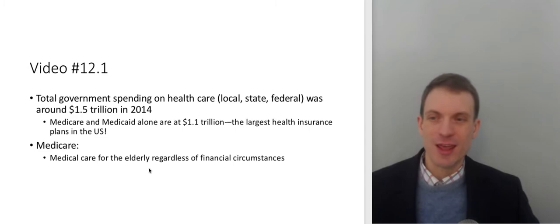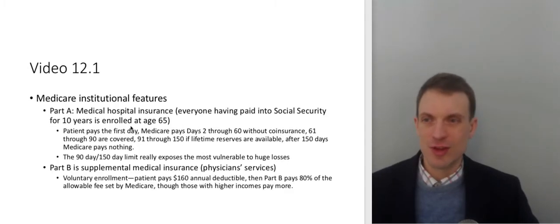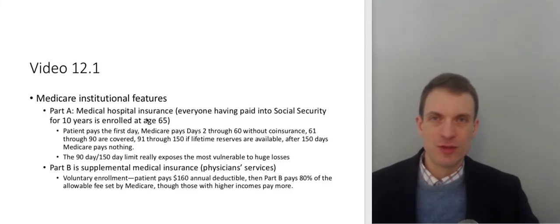Medicare is going to be providing medical care for the elderly, regardless of financial circumstances, and it's separated into several different parts. There is Part A, Part B, Part C, and Part D. Medicare Part A is automatic enrollment for those who have paid into Social Security for 10 years upon reaching their 65th birthday.